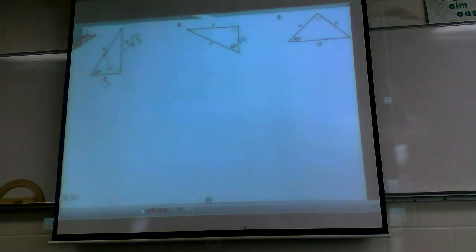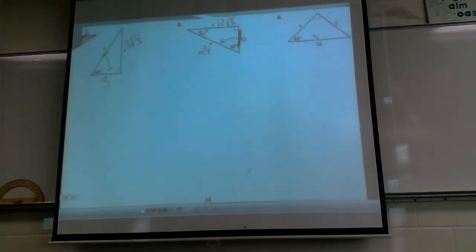Alright, so I did 8. I've got the shortest side here. I know it's the shortest because there's my 30-degree angle that's opposite to it. So to go to the longest side, double it: 12 times 2. And to go to the middle, you just do that times square root of 3. You're done. Okay?